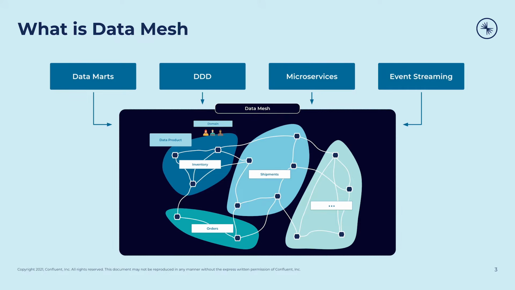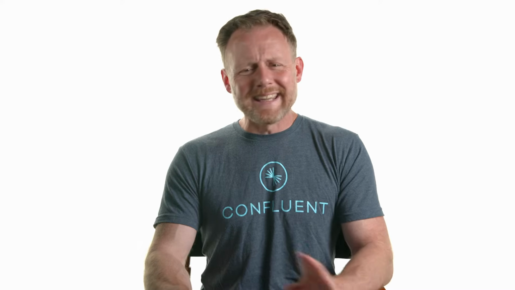Now, it has many genetic influences, the things that have come before it that influence it. Things like data marts, domain-driven design. If you're a DDD person, you're going to see those ideas all over the place here. Microservices, again, strong analogy. I think the best analogy really is data mesh is to data and analytics what microservices is to application architecture. Personally, I may be a little bit biased here, but I can't look at data mesh and not think about Kafka and not think about event streaming. I think you'll see that as we go on.